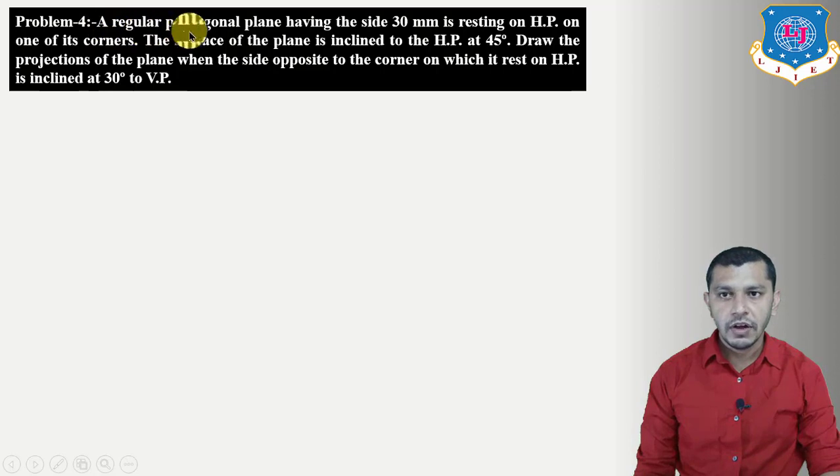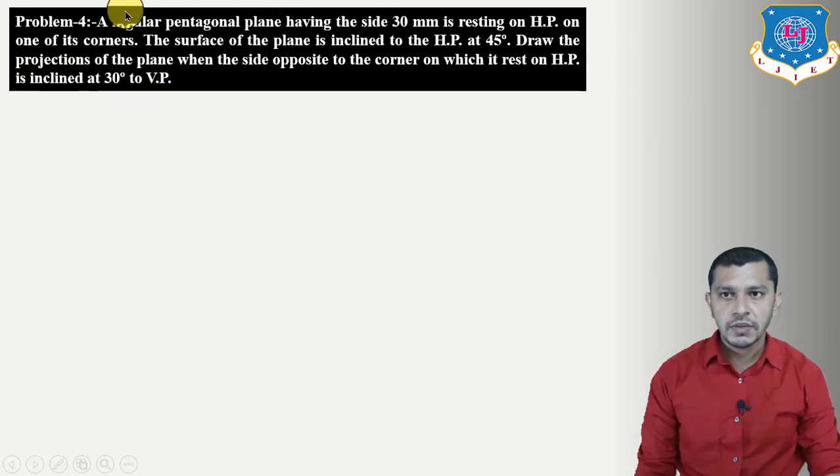A regular pentagonal plane having the side 30 mm is resting on HP on one of its corners. The surface of the plane is inclined to HP at 45 degrees. Draw the projection of the plane when the side opposite to the corner on which it rests on HP is inclined at 30 degrees to VP.